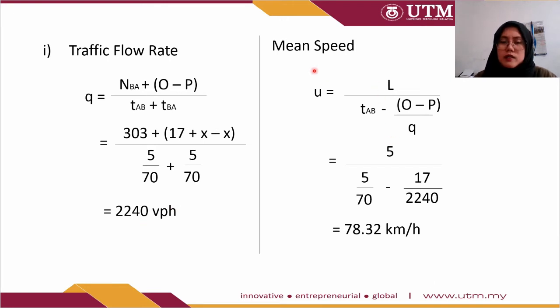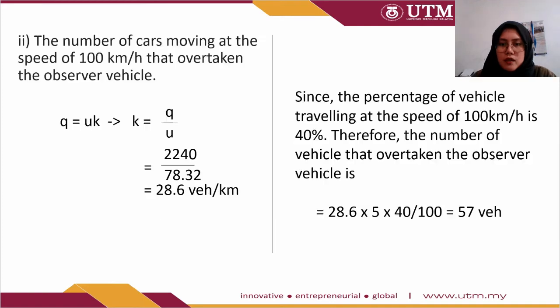The second one is the mean speed, which is U. And the equation we use for U is L, the length of the road from A to B, which is 5 km, divided by T_AB, which is 5 over 70 minus (O minus P) divided by Q. And finally we get the mean speed of 17.32 km per hour. Okay, moving on to the next question.